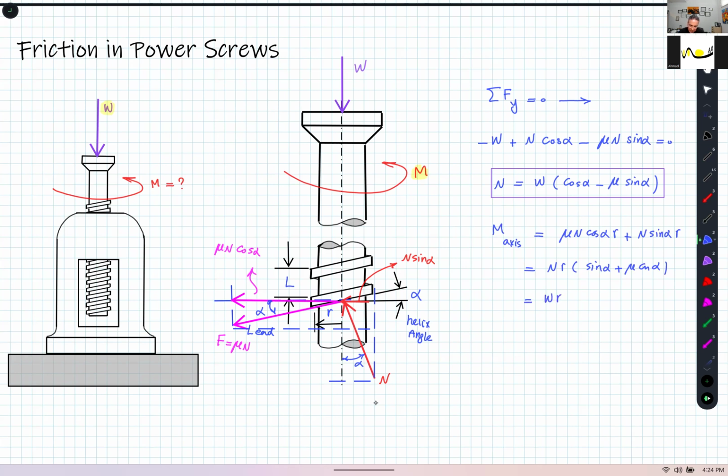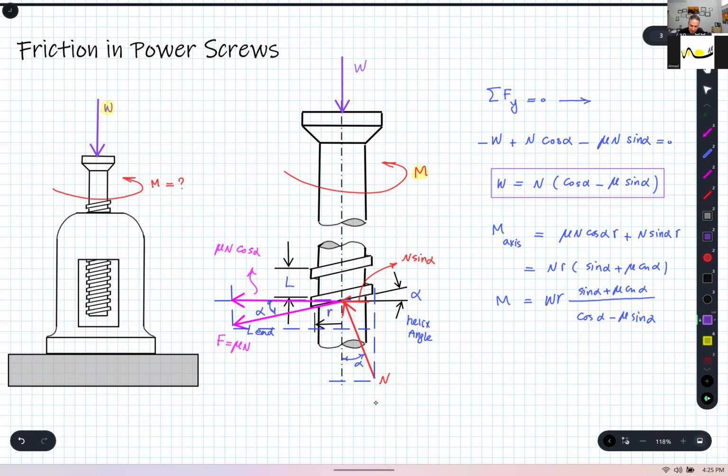So we have WR. I need to go back, I made a mistake here. Here, W is equal to N by that value. So now if I replace N, I'm going to have WR times sine alpha plus mu cosine alpha divided by cosine alpha minus mu sine alpha. So that's the value of M we need to actually lift that weight.